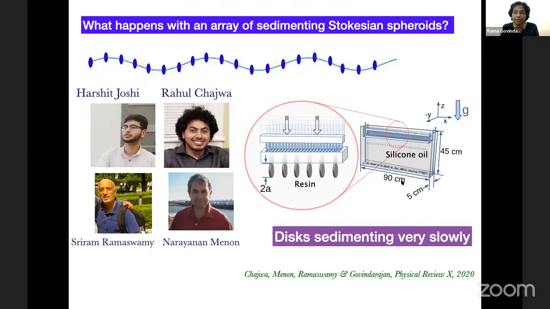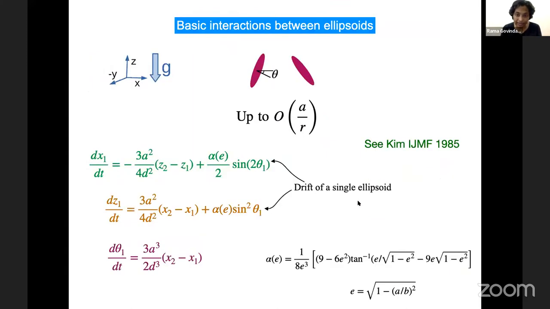Me being not an experimenter, the heights of experimental expertise I can reach are taking fluid and dropping things through fluid. So this is one among a class of experiments that I can be involved in. Okay, so what then happens? And these discs are proxy for very thin ellipsoids. So believe me, it's not very different from a very thin ellipsoid.